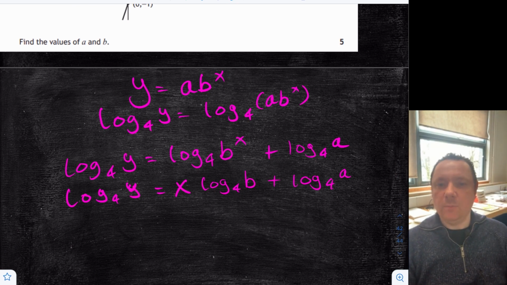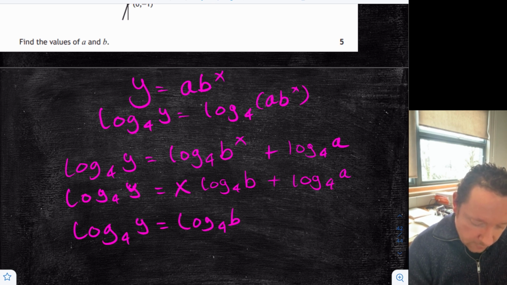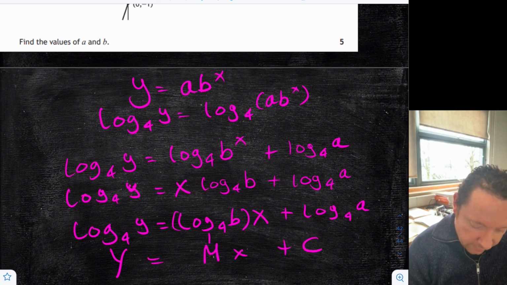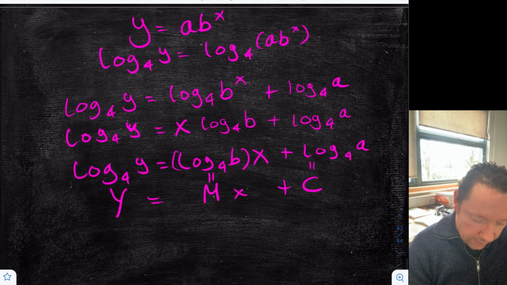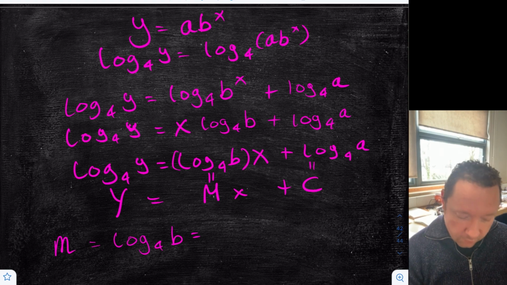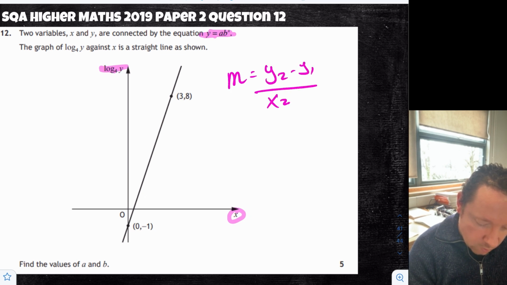Well, y equals mx plus c is our straight line, so let's put the x on the end so you can really see it. Log base 4 y equals log base 4 b times x plus log base 4 a. So that's like y equals mx plus c. So we can see our gradient is equal to this number in front of x, and our c is equal to this. So we can say our gradient is equal to log base 4 b. So let's just check our graph to see if we can work out the gradient.